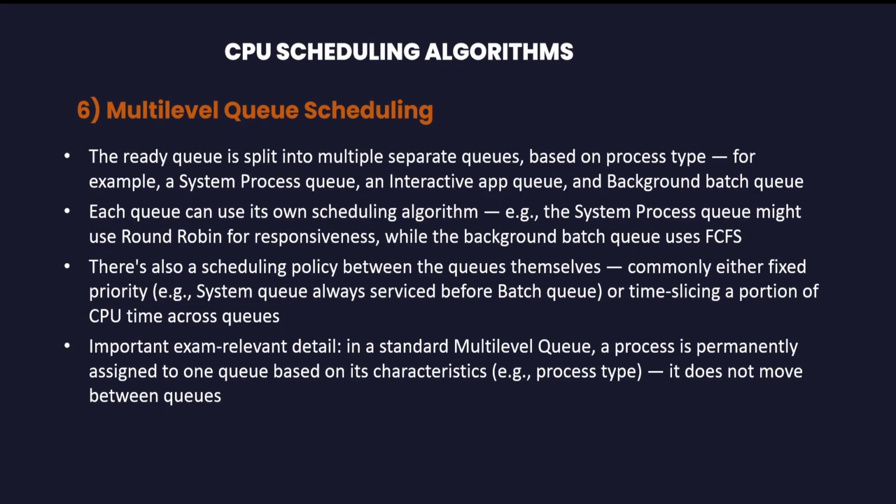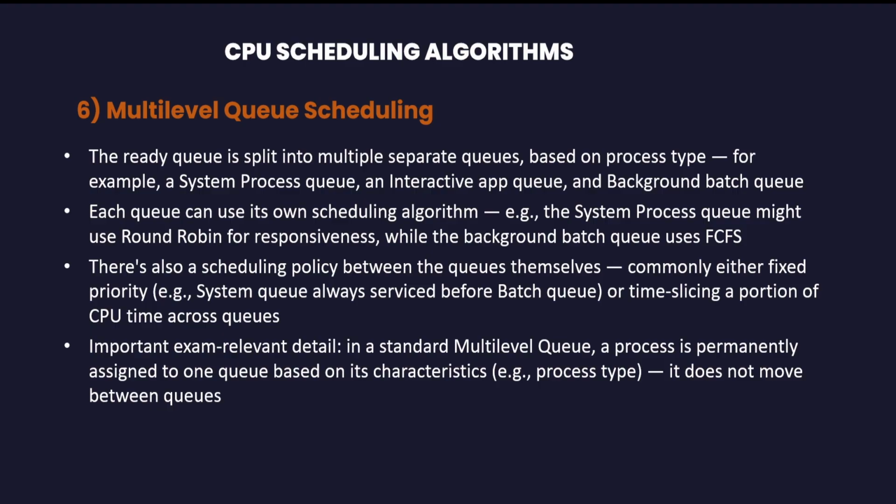Sixth is multi-level queue scheduling. The ready queue is split into multiple separate queues based on process type. For example, a system process queue, an interactive app queue, a background batch queue. Each queue can use its own scheduling algorithm. For example, system process queue might use round robin, background batch queue might use FCFS. There's also a scheduling policy between the queues, commonly either fixed priority, like system queue always serviced before batch queue, or time slicing, like round robin, across different queues.